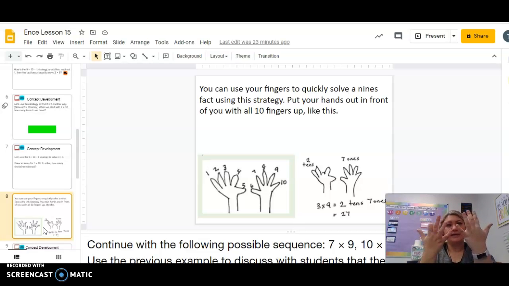And then finally, 9 times 9, I go 1, 2, 3, 4, 5, 6, 7, 8. Put down that 9th finger, and I have 8 fingers before the bent finger and only 1 finger left after the bent finger. So it's 81.